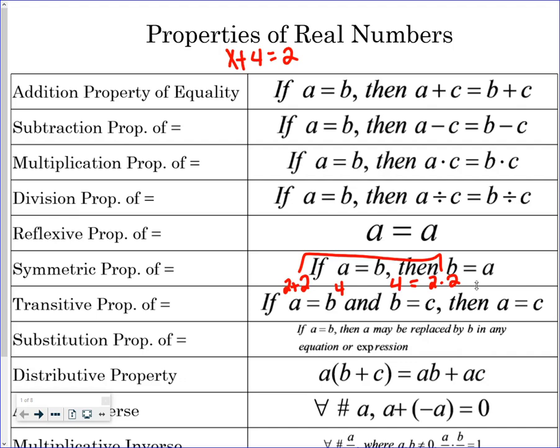Pretty much anytime you see 3 things, it's probably transitive property of equality. Okay? So if the first thing equals the second thing and the second thing equals the third thing, then the first thing equals the third thing.